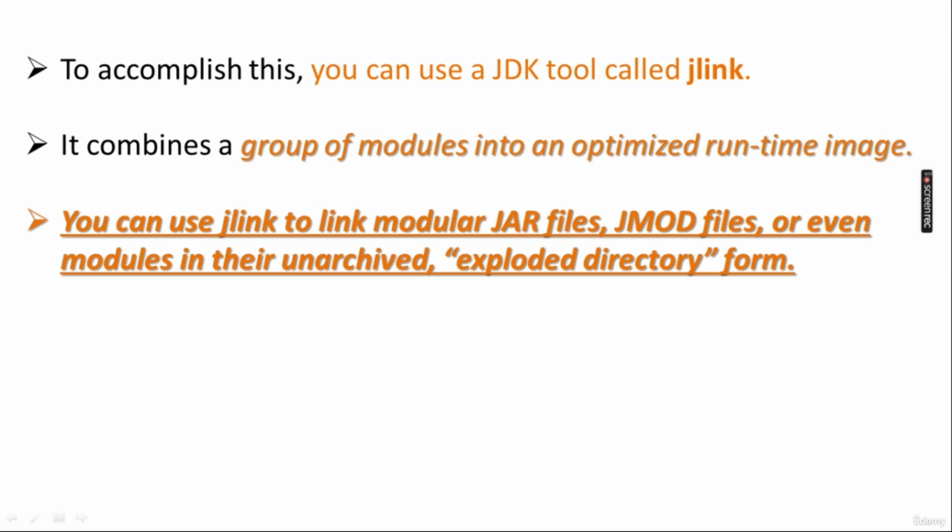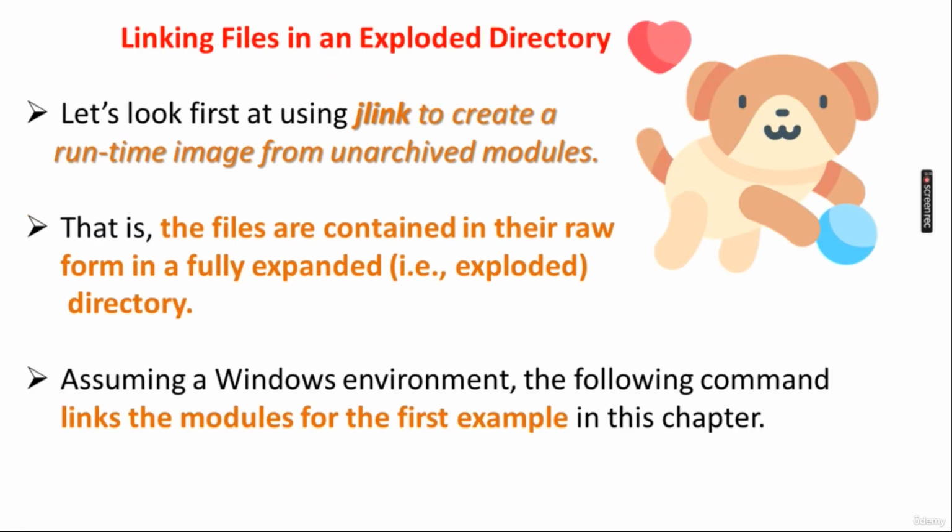You can use a JDK tool called JLink. It combines a group of modules into an optimized runtime image depending upon your need and your application. You can use JLink to link modular jar files, JMod files, or even modules in their unarchived exploded directory format. So what is the use of JLink? It is used to link modular jar files, JMod files, or even modules in their exploded directory format.